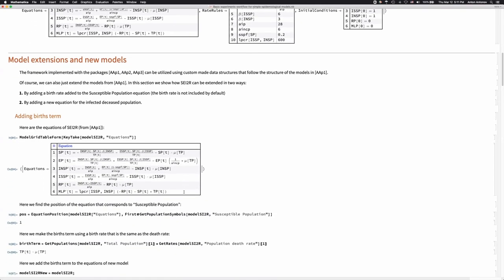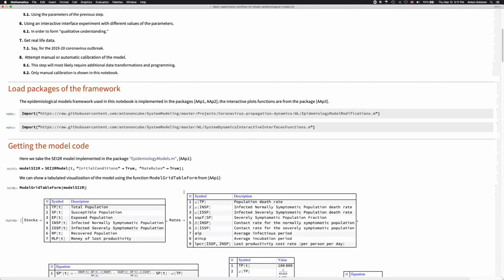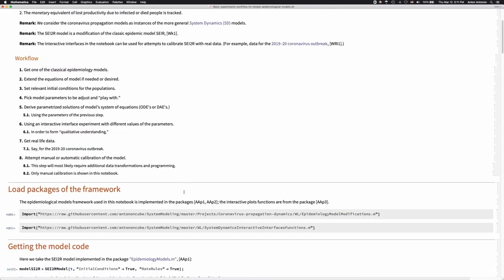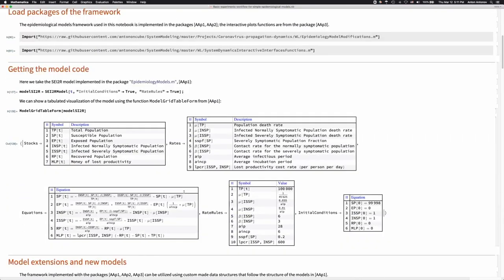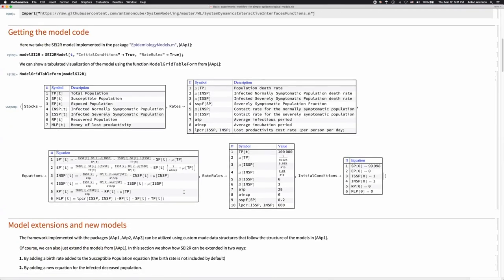Let me just add one simple comment here about those tables. Just to remind the people who are not familiar with the terminology, stocks are basically the compartments, and the classical compartments are SIR: susceptible, infected, and recovered. And here, as you can see, we have two more compartments.